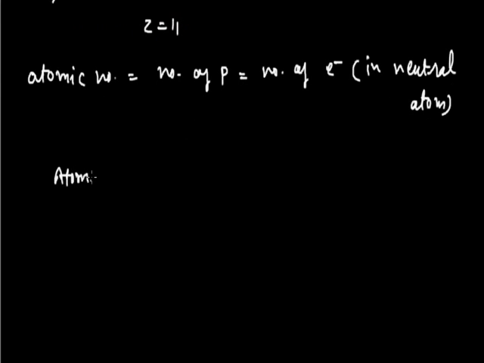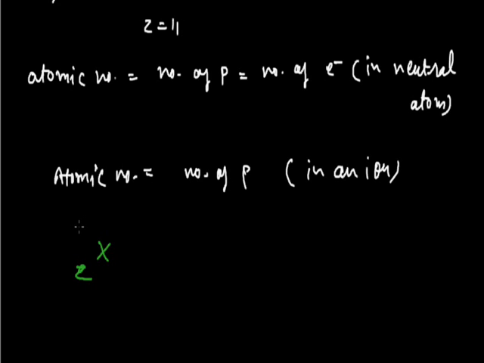Atomic number can also be found out by the number of protons in an ion. In an ion we cannot say the number of electrons will be equal to the number of protons, because in ions electrons can be lost or gained, so their electrons will vary and the atom will not be neutral. So in case of an ion, the atomic number is nothing but the number of protons present in the nucleus. Any symbol can be represented by A, Z and X. Here Z is the atomic number and A is the mass number.